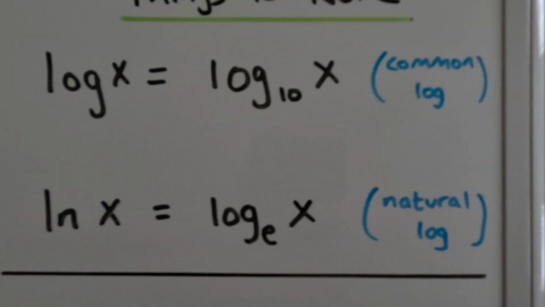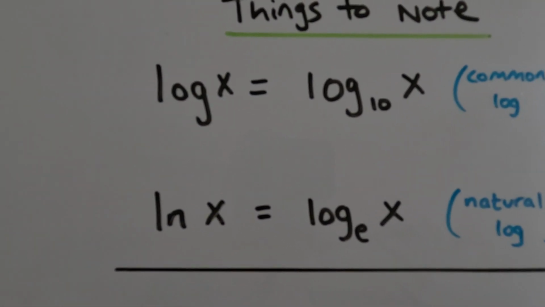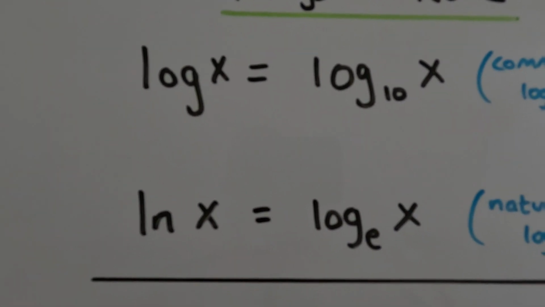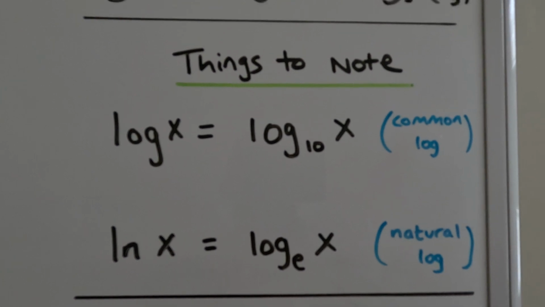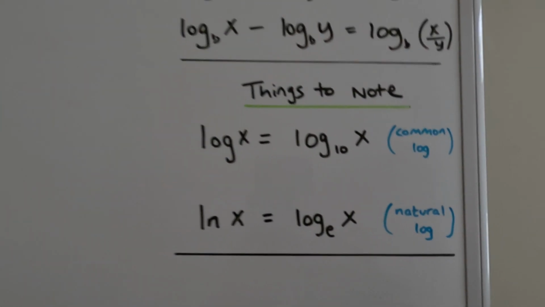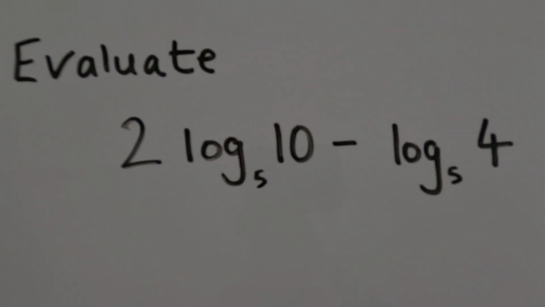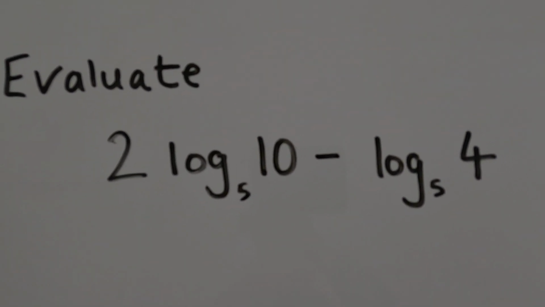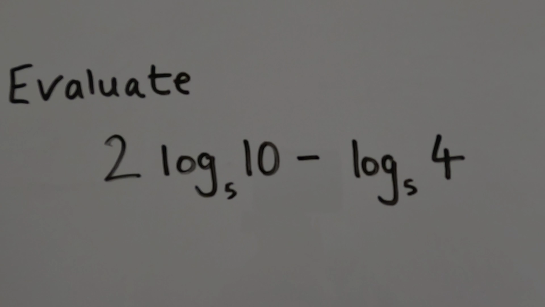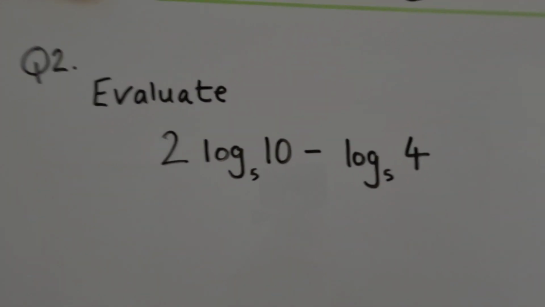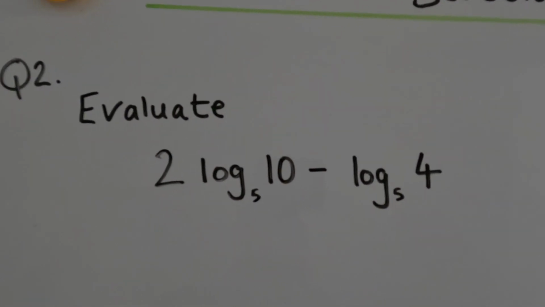Okay, so these are the two most common ones. These are on a calculator. One is to the base 10, the common log, one is to the base e, the natural log. But in questions, they may give you a base to work with. So these are neither common log or natural log. This is just a custom base. Base can be anything.